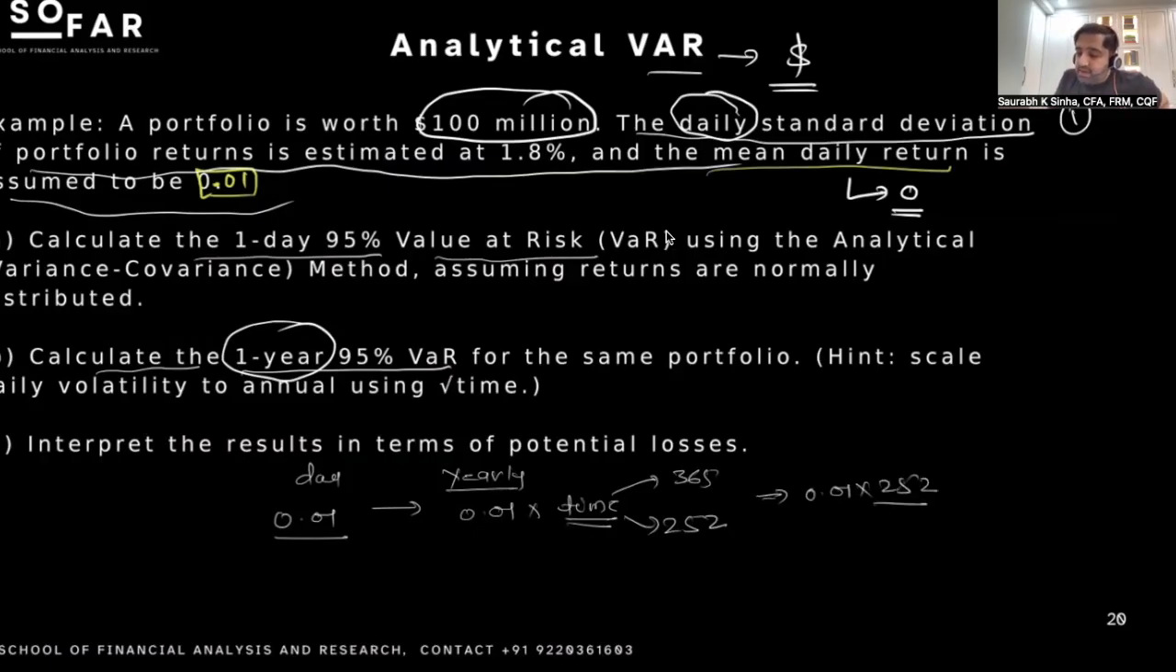What about standard deviation? Standard deviation is coming as 1.8%. So 1.8% into what? Square root of time, because from 1 day you have to move to 1 year. So 1.8% into square root of what? 252. You have to respect Saturday, Sunday, and all the national holidays. So on an average, 252. What is it coming as? 1.8 into square root of 252.